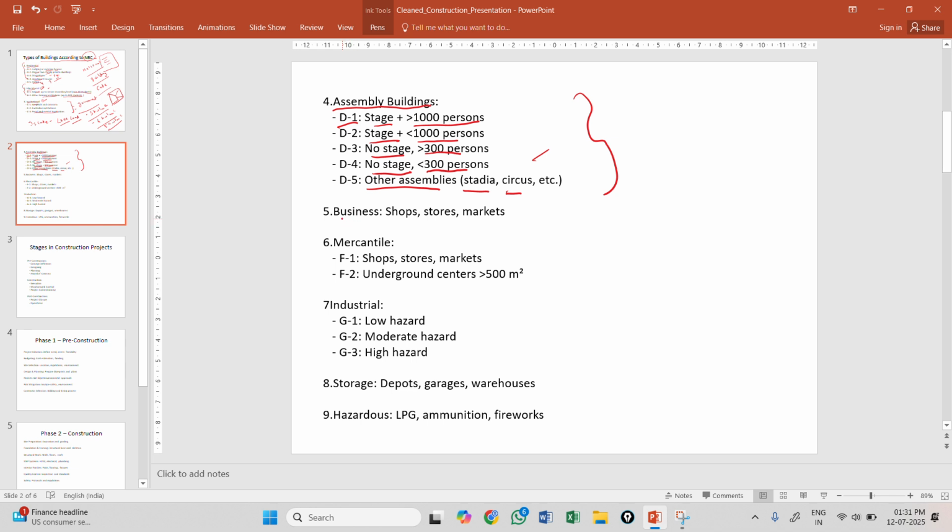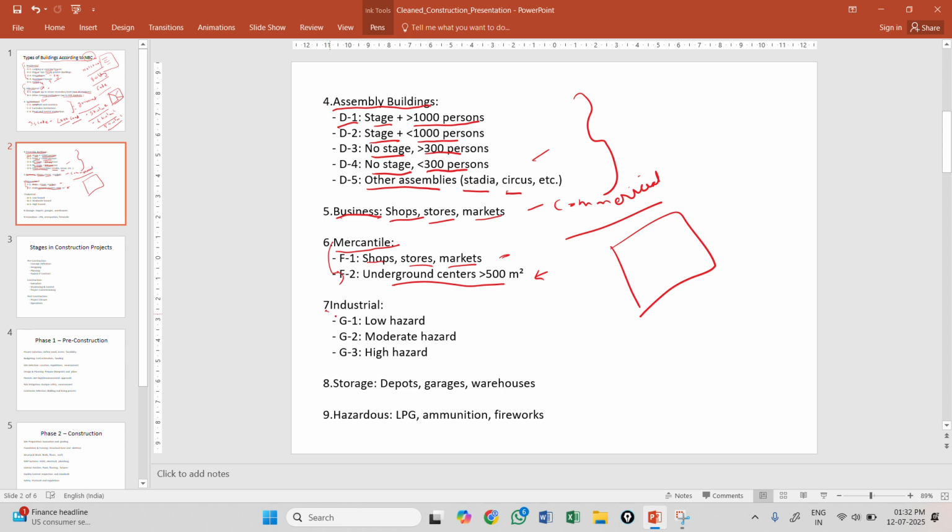Next is businesses. Businesses has shops, stores, market. These are commercial things that work under businesses. Then comes mercantile. Mercantile is shops or stores, market, the same thing once again, but with underground centers more than 500 meter square. If the area is more than 500 meter square in mercantile, and it comes to underground and centers, then that is that.